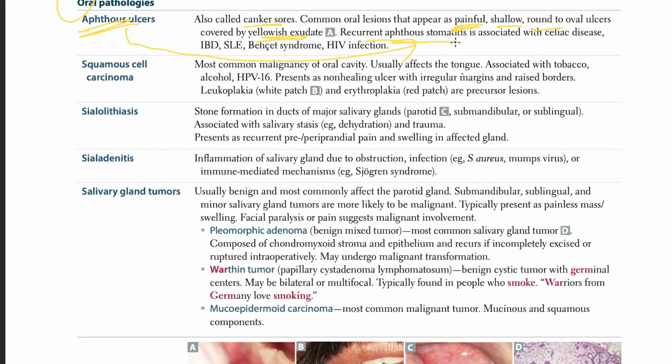But if you were to have aphthous ulcer recurrently, recurrent aphthous stomatitis is associated with celiac disease, IBD, SLE, Behçet syndrome. So what is Behçet syndrome? Recurrent aphthous ulcers, recurrent genital ulcers, and one extra thing, and that's called Behçet syndrome, and also HIV infections. In recurrent aphthous ulcer, just think about autoimmune diseases, most likely, or immunodeficiency, like in HIV. What are the autoimmune? You have the celiac, IBD, SLE, all autoimmune, and HIV, immunodeficiency. So that's the recurrent aphthous ulcer.